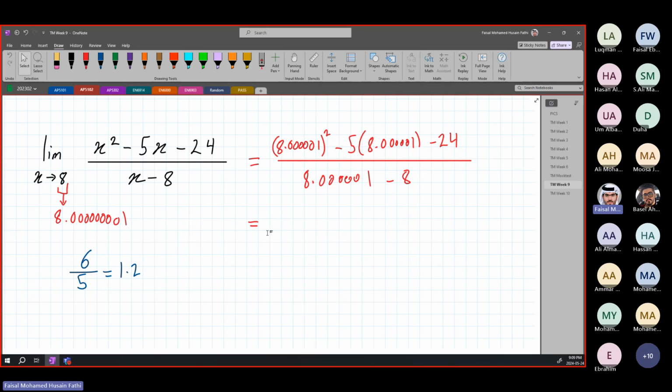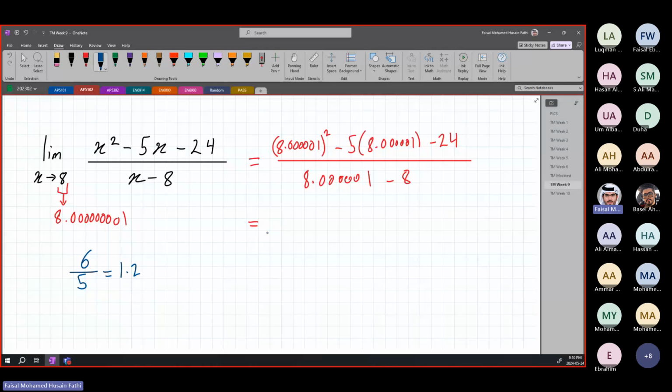Oops, I made a mistake. I need to start again. 1 second. So the answer squared minus 5 into the answer minus 24 over the answer minus 8. Feel like I did something wrong. I just don't know where. 1 second. Again, 8.000001 minus, oh, I forgot to square. Okay, minus 5 into this, minus 24 over this minus 8.